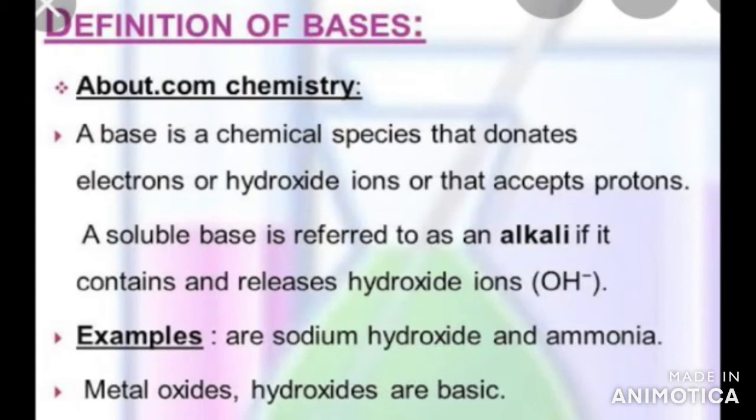So what is meant by a base? A base is a chemical species that donates electrons and hydroxyl ions, or that accepts protons. A soluble base is referred to as an alkali if it contains and releases hydroxide ions, OH-. Examples are sodium hydroxide and ammonia, which is NH3. Metal oxides and hydroxides are basic.